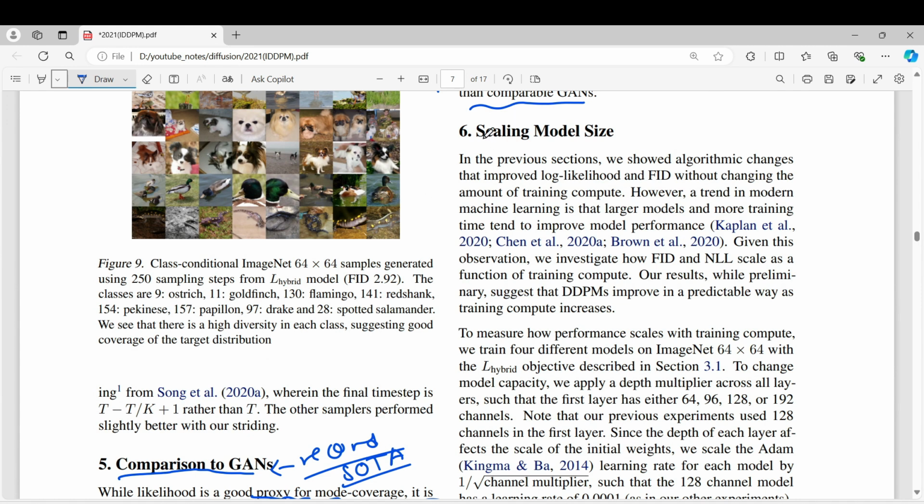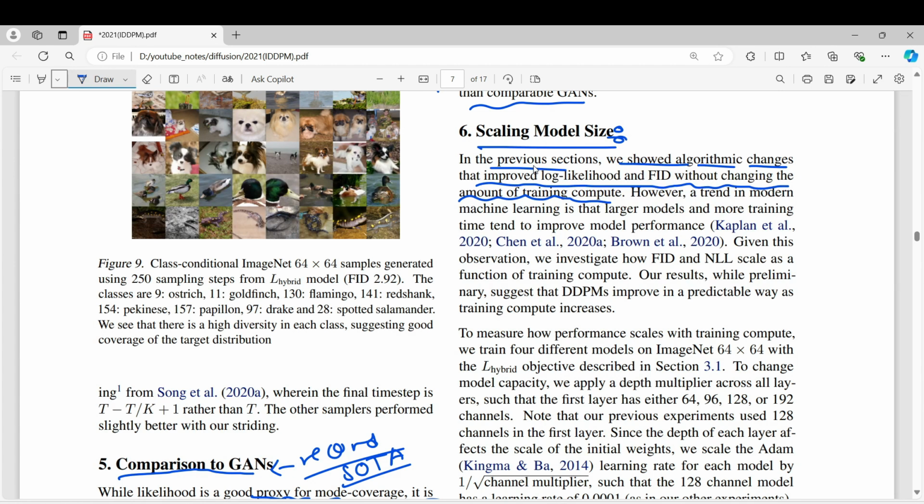And let's focus on the next section, which is scaling the model size. In the previous section, we saw some algorithmic changes that improve the log likelihood and FID without changing the amount of training compute. So we did some algorithmic changes and improved the log likelihood of the model and FID with the same amount of training, without changing the amount of training.